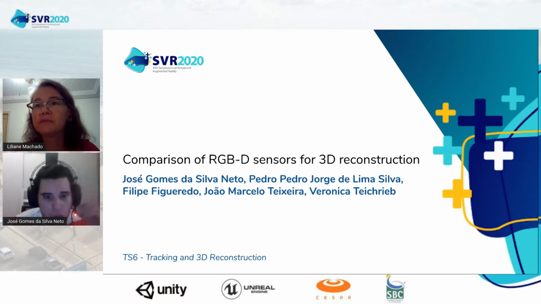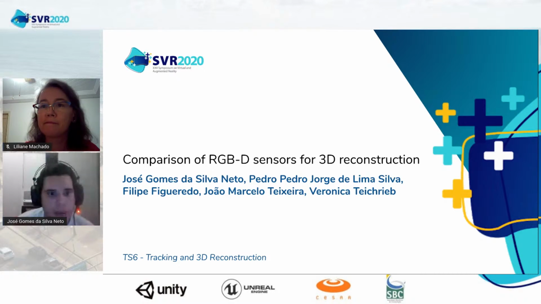The ground truth was provided by the robotic arm. It is very precise, and the trajectory ground truth was provided by it.